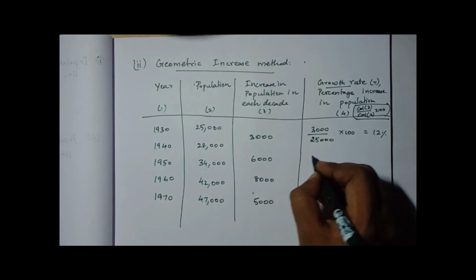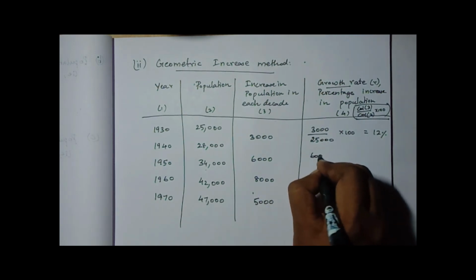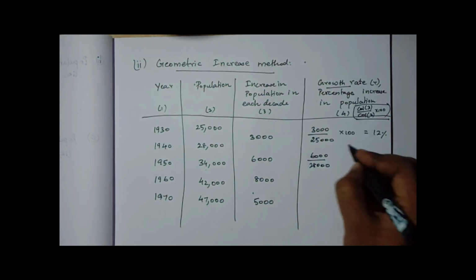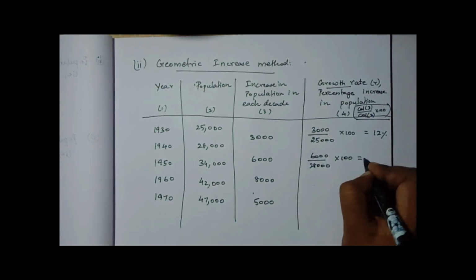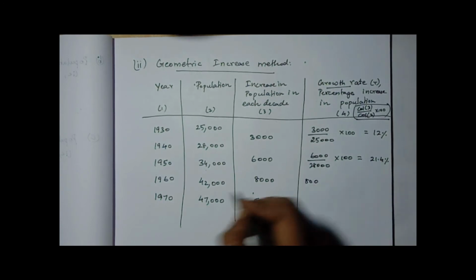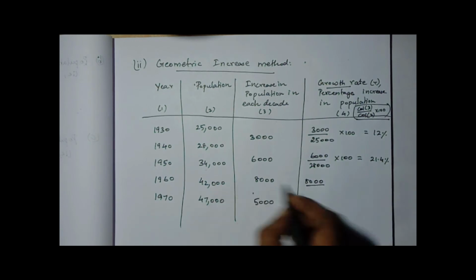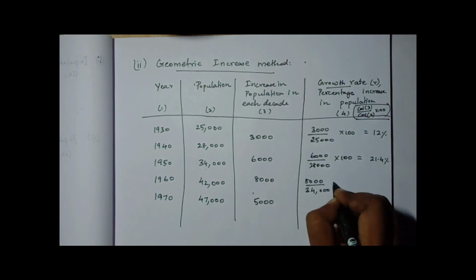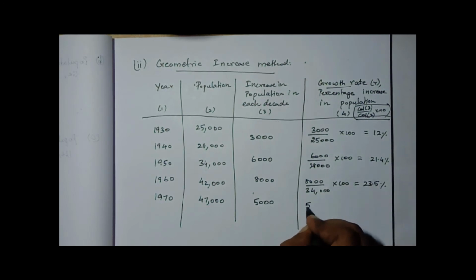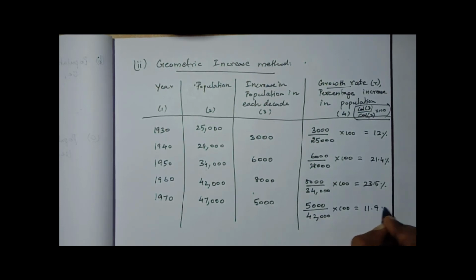So next we will find for 1940 to 1950, which is nothing but 6,000 divided by 28,000 into 100, which is equal to 21.4%. And similarly for 1950 to 1960, 8,000 divided by 34,000 into 100 we'll get 23.5%. And similarly 1960 to 1970, the increase in population is 5,000 divided by 42,000 into 100, which is nothing but 11.9%.